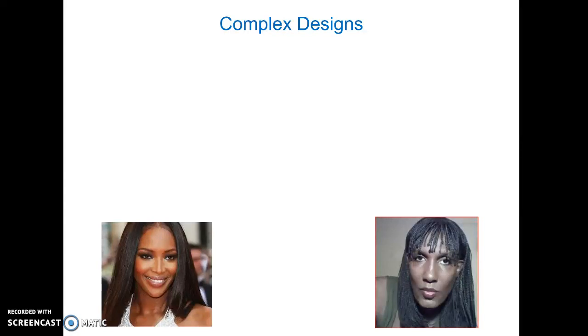All right, so where we're at now is we need to talk about complex designs, and these are experimental designs specifically that have more than one independent variable. So let's start out with an example of what that would look like.